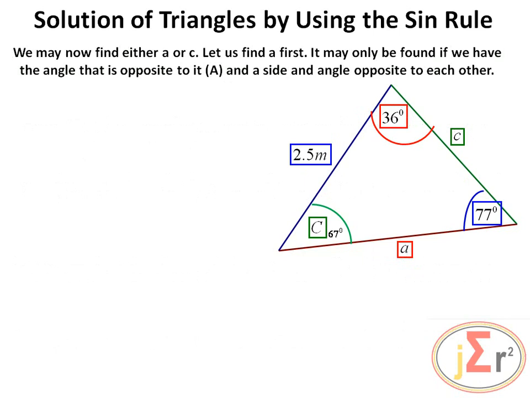So we may now find either A or C. Let us find A first. It may only be found if we have the angle that is opposite to it. If you are going to find the side A, we have to have the angle that is opposite to it. And of course, we have it right there.